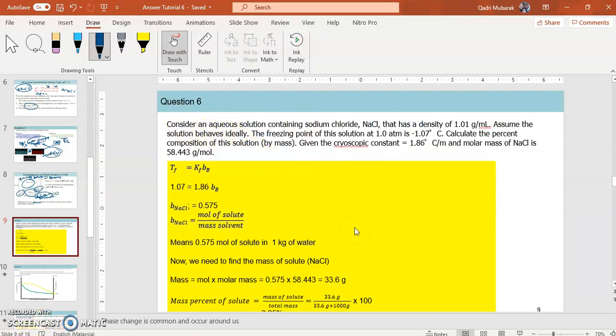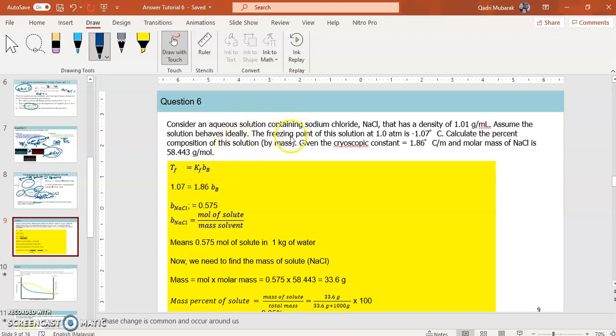Question 6. The question asks us to consider an aqueous solution containing sodium chloride and HCl that has a density of 1.01 gram per milliliter. Assume the solution behaves ideally. The freezing point of the solution at 1.08 m is minus 1.07 degrees centigrade. Calculate the percent composition of the solution by mass. Given the cryoscopic constant equal to 1.86 and the molar mass of NaCl is 58.443.